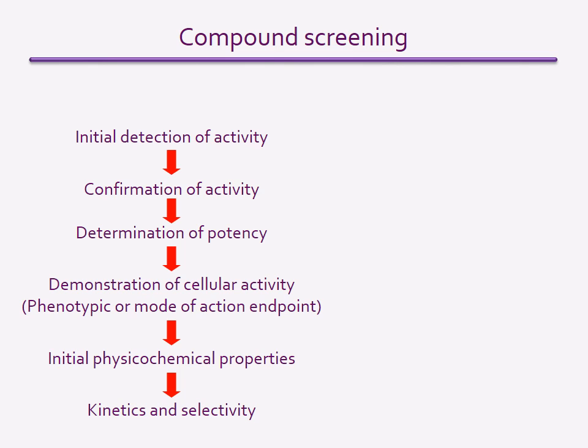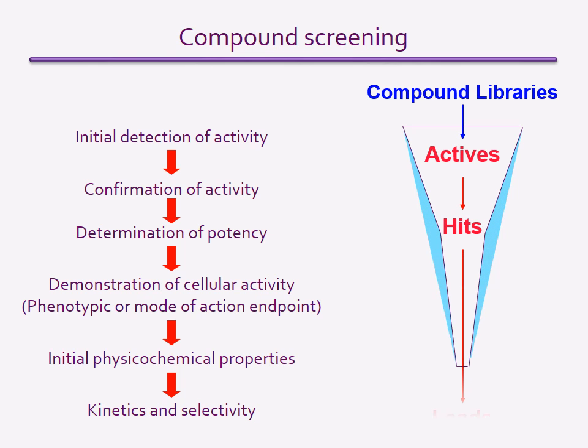Having identified hits, their physicochemical properties would be investigated to determine if they fulfill the criteria for lead compounds. Leads would then be investigated in further assays for a variety of properties, including kinetics and selectivity of action. As the discovery process progresses from the compound library through to generating leads, there is enormous attrition in the number of compounds involved. Most of the compounds tested have no effect on the targets they are screened against.